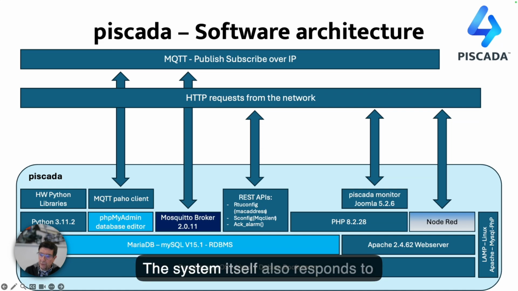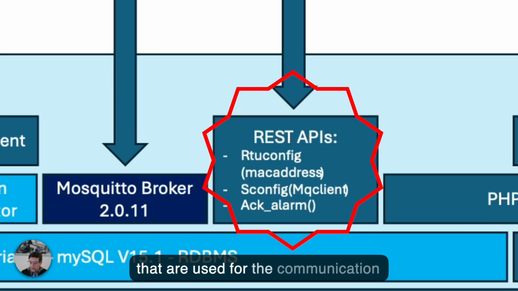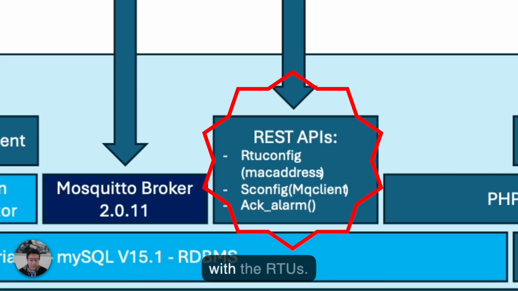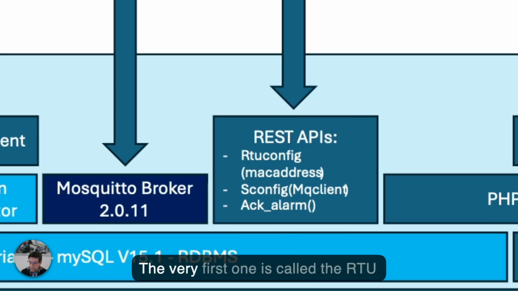The system itself also responds to HTTP requests from the network, and these are mainly used for a couple of functions inside the network itself and for communication with the user. There's a definition of a set of REST APIs that are used for the communication with the RTUs. The very first one is called RTU config.